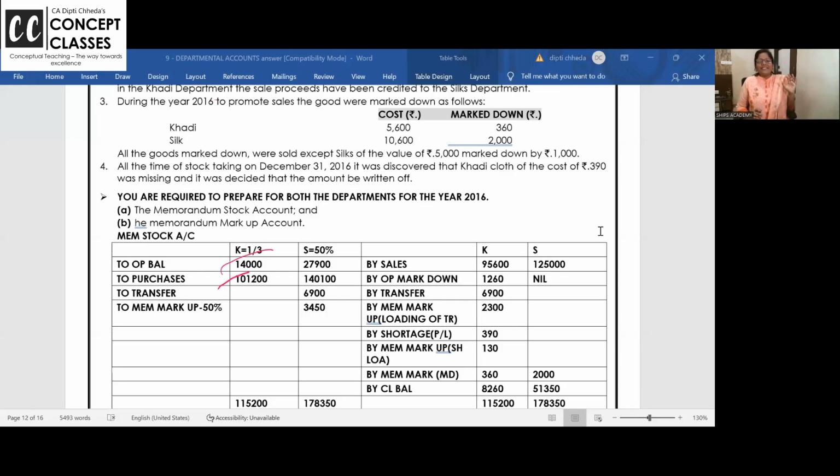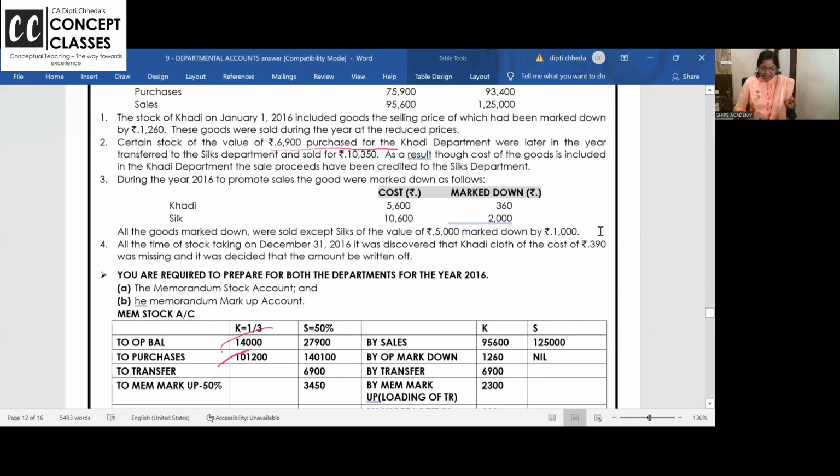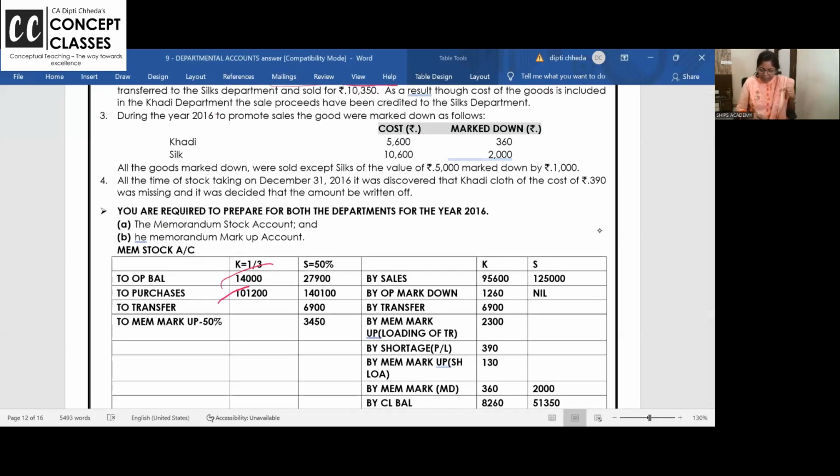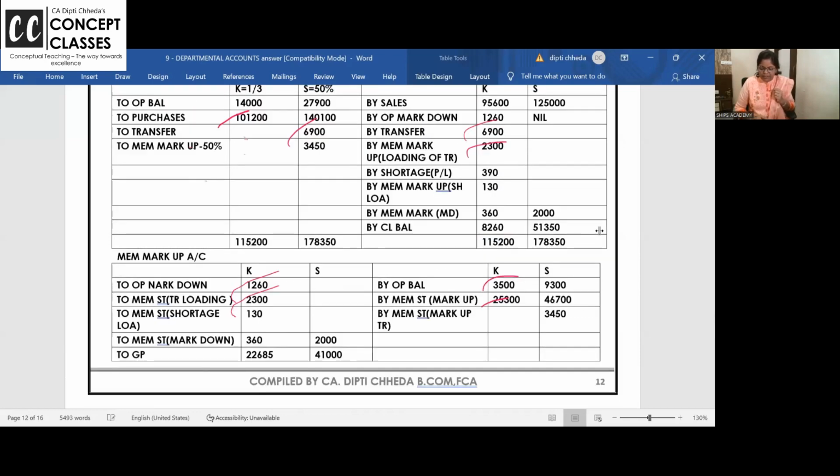Now the promise is: आया तो लोडिंग के साथ, गया तो लोडिंग के साथ. So Khadi is having purchases but goods are sold by Silk, so Khadi should transfer 6,900. Silk, you have sold, no, you should receive. But Khadi is transferring when they have purchased at 1/3 loading, and when goods go, also 1/3 loading, loading adjust.